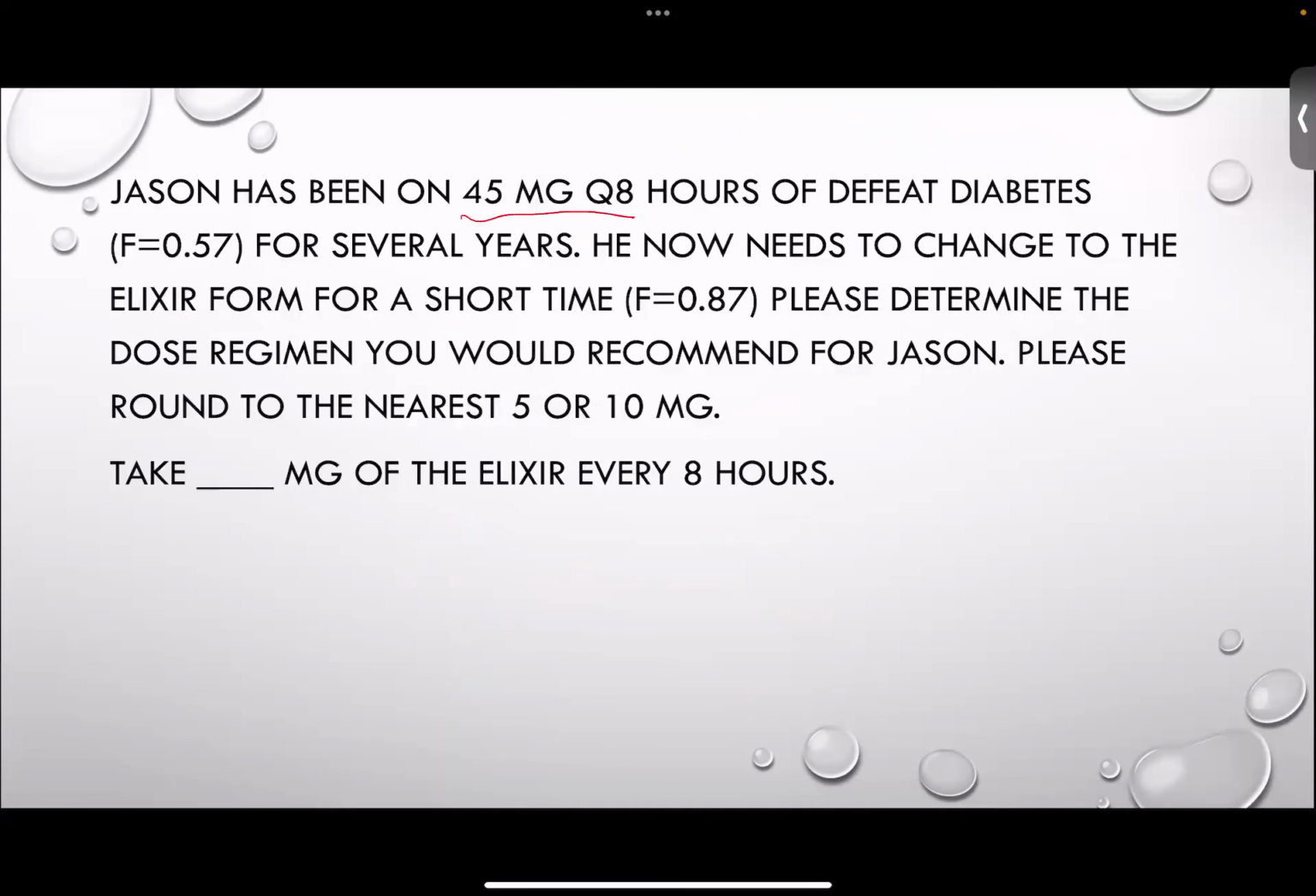Jason's been on 45 milligrams Q8 hours of the drug with a bioavailability of 0.57 for several years. He now needs to change to the elixir form for a short time with a bioavailability of 0.87. So we have a higher bioavailability in the elixir, which means we'll need less of the drug, right? So please determine the dosing regimen. So we expect it to be less than 45 milligrams. All right, round to the nearest 5 or 10 milligrams.